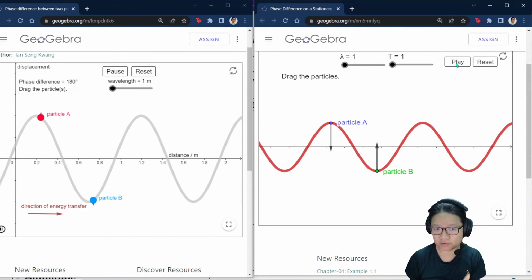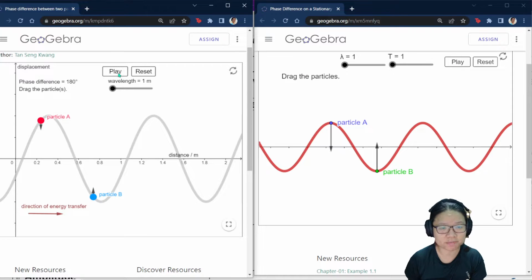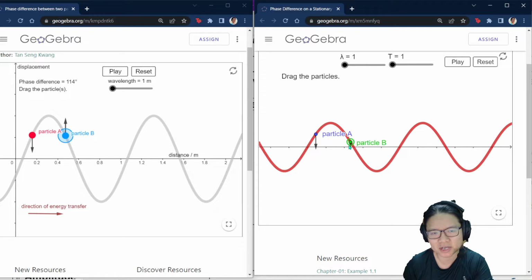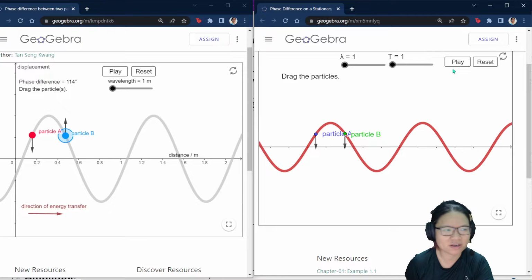But let's pause for a bit. Just going to pause here. And I want to change the position of particles A and B. Let's say particles A and B are somewhere like this. Okay, I'm just going to roughly put them on two sides of the same mountain. Then this is where it gets very trippy.